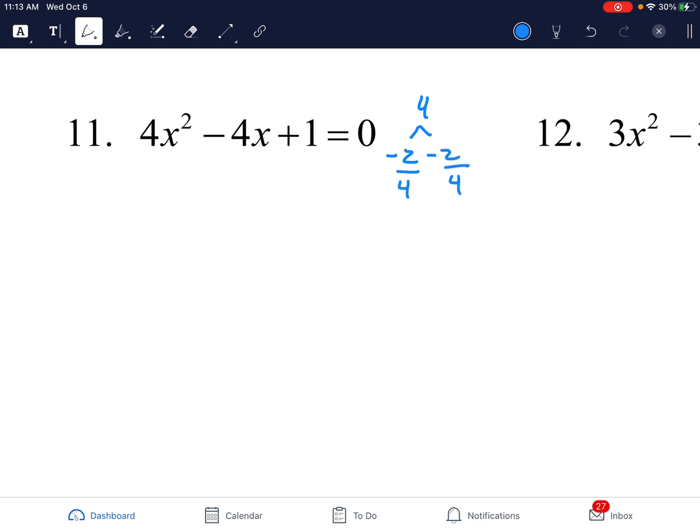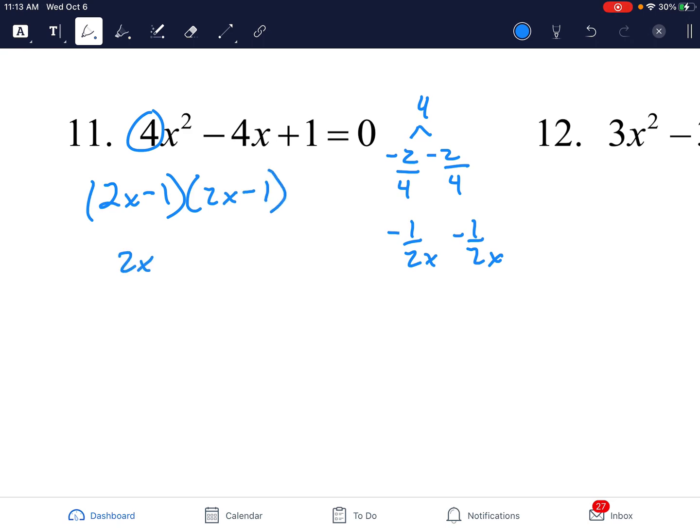I put 4 on the bottom as my denominator because that's this first term. I'm going to get negative 1/2 and negative 1/2. Put x and x. So I have 2x minus 1 as both factors. Okay, so I only have to solve this once because they're going to be the same number. So I set it equal to 0 and solve for x, which is 1 over 2.